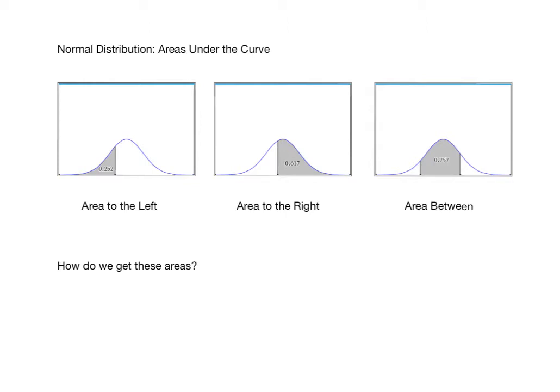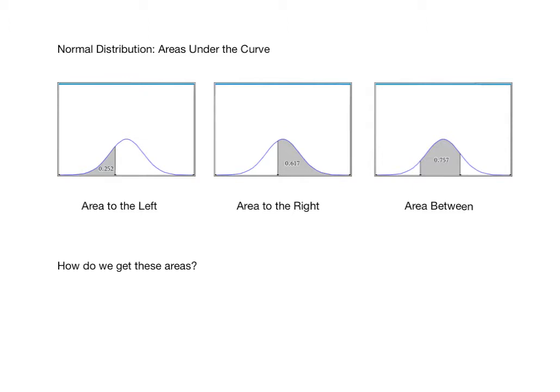For example, given a specific spot, we may want to know what's the area under the curve strictly to the left, or given a specific spot, what's the area under the curve to the right, or what's the area between two spots. So we need to be able to find any area underneath of the curve. That is going to be essential. So the question is, how do we get these areas?